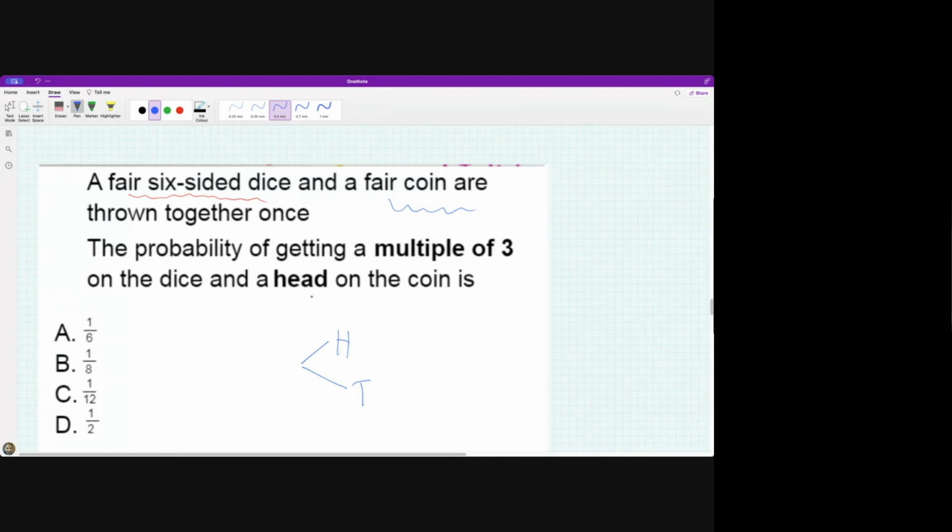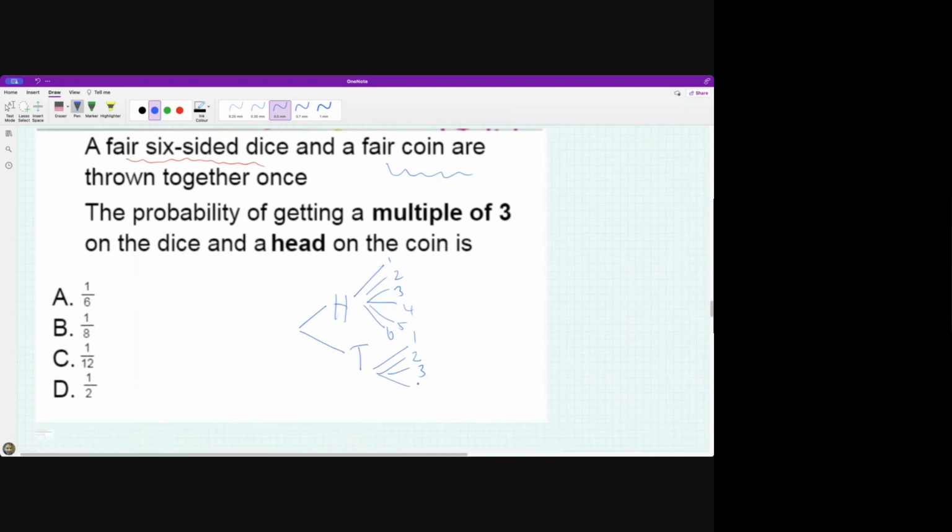So first branch is that. Now heads and tails. I suppose I could have done it the other way around, but it doesn't really matter. It's not the neatest tree in the world, but I'm just trying to visualize what the possible outcomes are. And heads 1, heads 2.